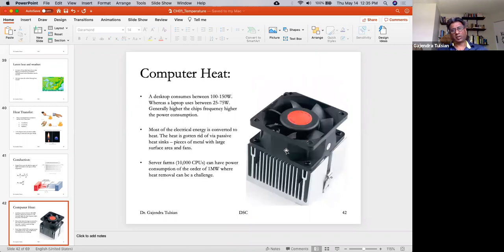All right, here's another problem. We live in the digital age and we can't live without computers. And a computer, a laptop or a desktop, is roughly a 100-watt device. All the electrical energy being used is converted to heat. And these chips do not work if they get too hot. So you have to continuously get rid of that much heat, 100 joules per second from a single laptop.